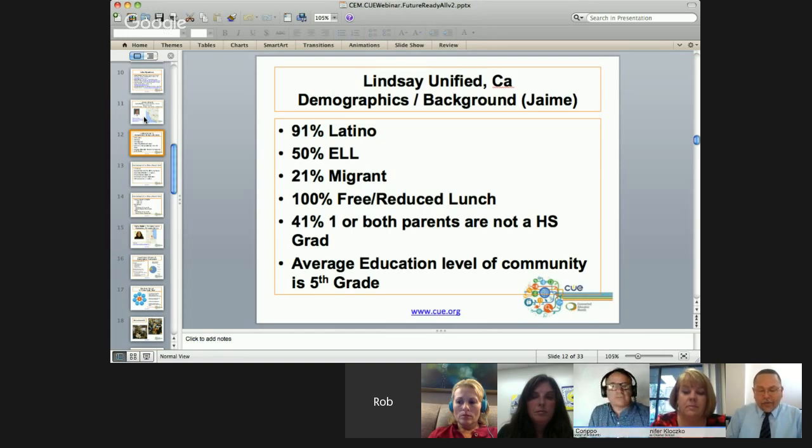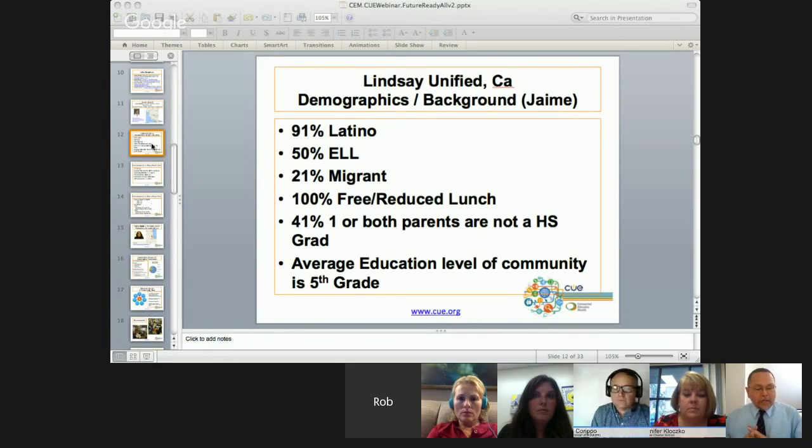41% of our households, one or both parents are not high school graduates. The average education level of our community is the 5th grade. So clearly we have some challenges to overcome in engaging a community and parents that have a limited background in the traditional way of doing school, much less a much bigger gap in understanding our performance-based education delivery system.